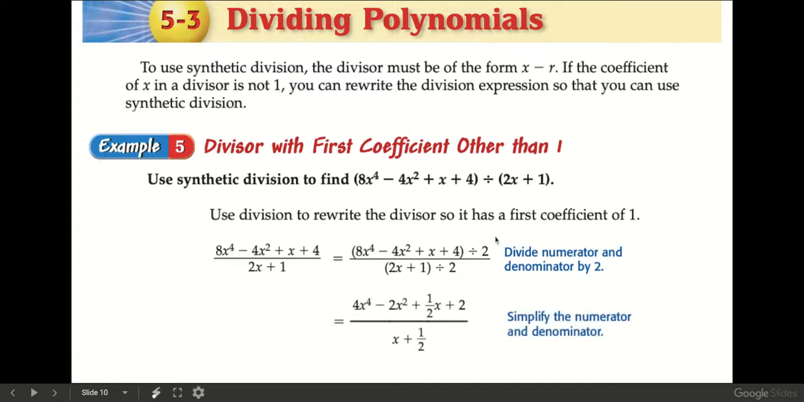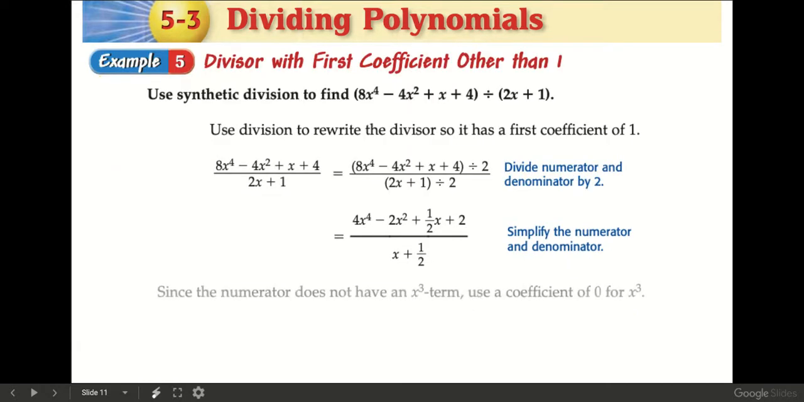So when I do that, 8x to the fourth divided by 2 is 4x to the fourth. Negative 4x squared divided by 2 is negative 2x squared. 1x divided by 2 is 1 half x. 4 divided by 2 is 2. And then on the bottom, 2x divided by 2 is x. And 1 divided by 2 is a half. So now I can use synthetic division because now I have a coefficient of 1.